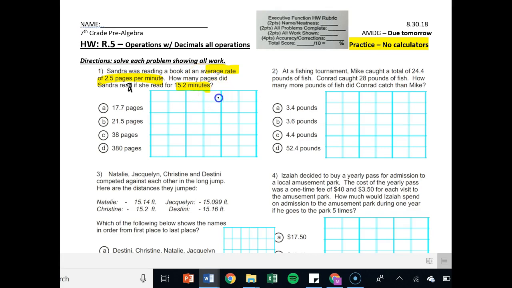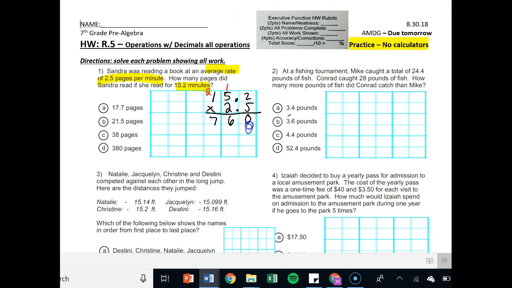So we're going to set up 2.5. Actually, it might be easier to do the longer number on top. 15.2 times 2.5. And it just happens that my decimals line up. Remember, when you multiply, your decimals don't have to line up. All right, so 2 times 5 is 10, carry your 1. We've got 5 times 5 is 25, plus 1, 26, carry your 2. And we got 5 times 1 plus 2 is 7.